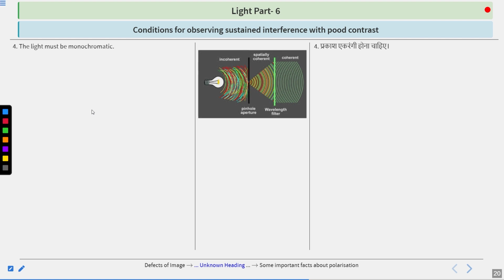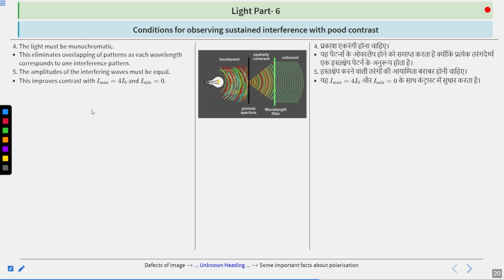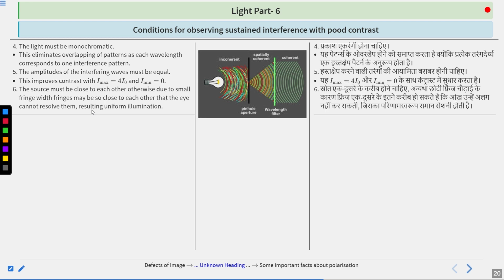The light must be monochromatic, another condition. This eliminates overlapping of patterns as each wavelength corresponds to one interference pattern. The amplitudes of the interfering waves must be equal. Thus, this improves contrast with I max equals 4I0 and I minimum equals 0. The sources must be close to each other, otherwise, due to the small fringe width, fringes may be so close to each other that the eye cannot resolve them, resulting in uniform illumination.